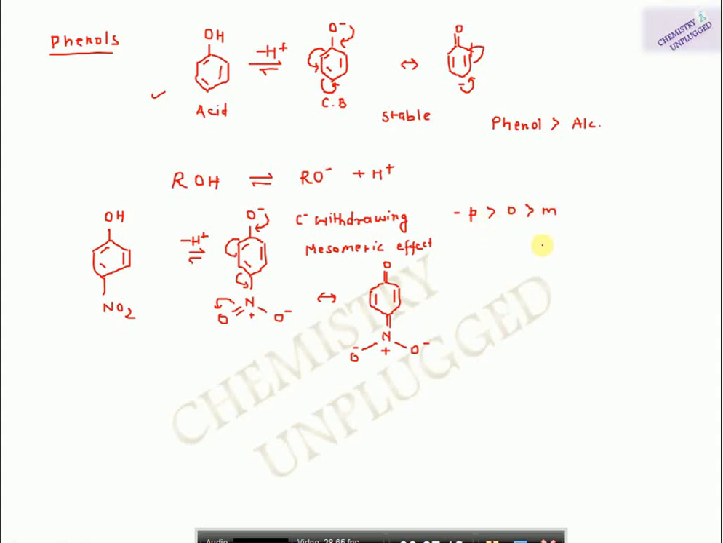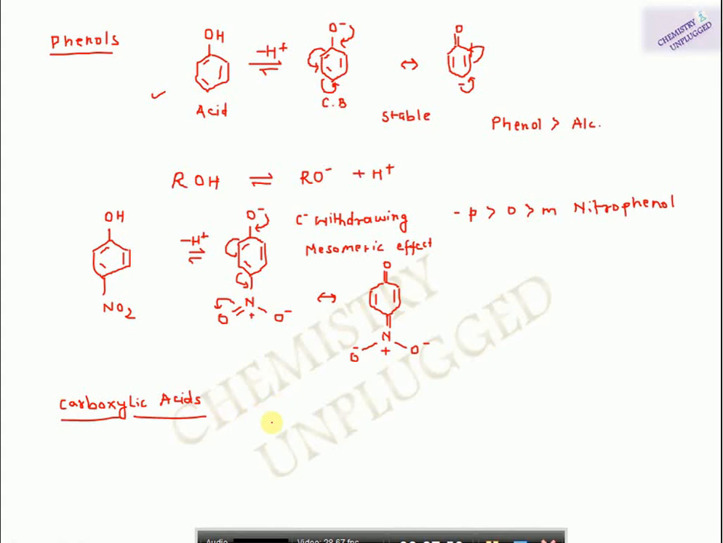And this mesomeric effect is pronounced at the para and ortho positions. Therefore, para and ortho nitrophenols are more acidic as compared to meta. At the meta position, there is no mesomeric effect. Therefore, it is least acidic in nature. And in the case of ortho substituted nitrophenol, it also shows the minus I effect. Therefore, the acidic strength is somewhat decreased as compared to para-nitrophenol.